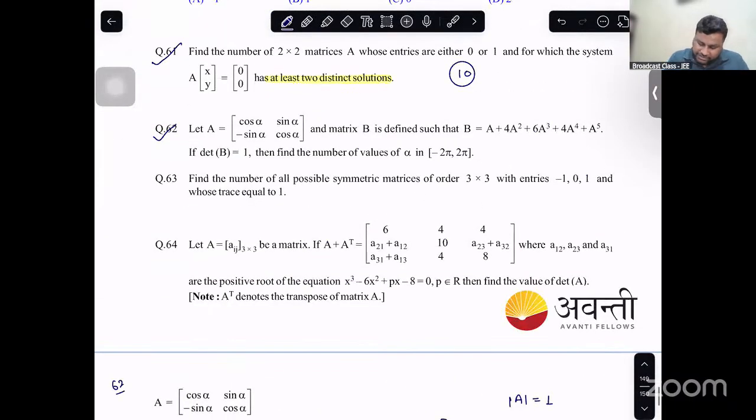Go with question number 64. Let A equals to Aij be a 3 by 3 matrix. If A plus A transpose is this, where A12, A23, A31 are the positive roots of this equation, find the value of determinant of A. Very good question. Very amazing. Give it a try. Question number 64, quickly.